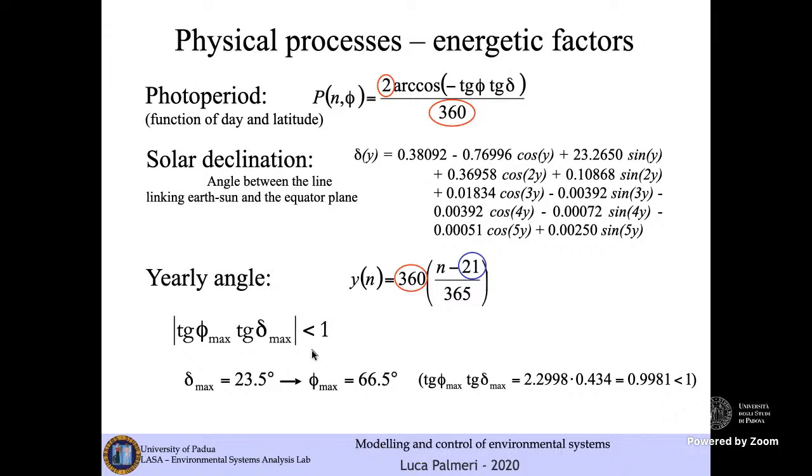In this case, you may describe the interval for the photoperiod by observing that the maximum latitude on our planet will be 66.5 degrees, corresponding to the Arctic circle, the Arctic polar circle. So above 66.5 degrees, we are in the polar regions.